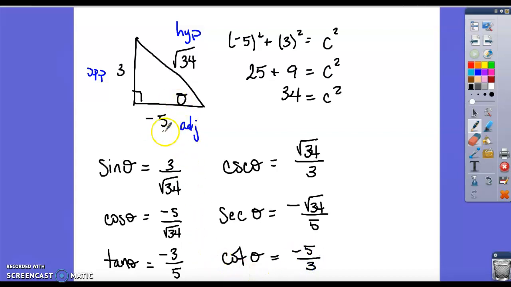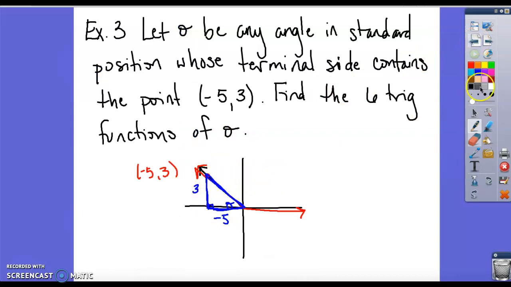Again, don't get caught up on the fact that the 5 is a negative here. It's just a fraction. You're dividing a negative by a positive or a positive by a negative, so it makes the entire fraction negative. So the sign of cosine, tangent, secant and cotangent are all negative. This angle is in the second quadrant, and we're going to talk more about that in the next example.